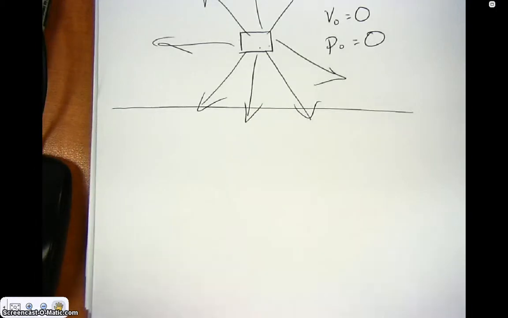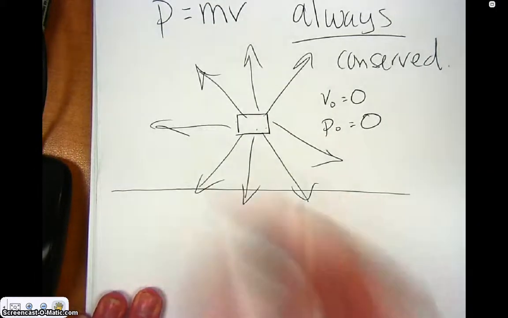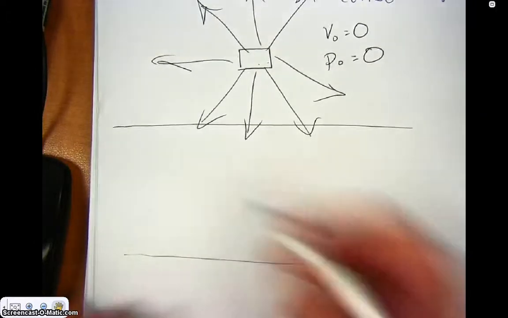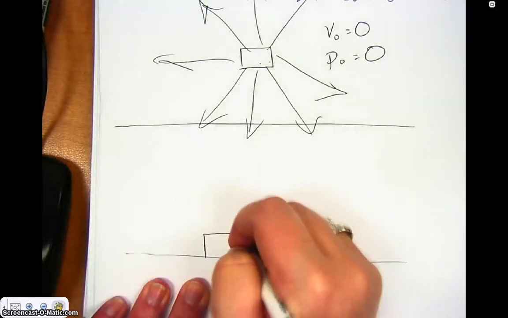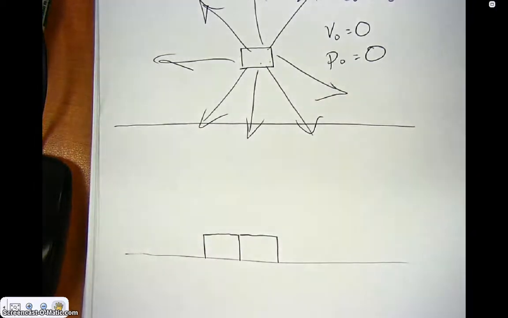So let's do an example of an explosion type problem. We're going to simplify it so we don't have to solve all the components. What we're going to be doing in the lab is taking two Pasco cars, sitting next to one another, and you're going to use the plunger to push them in opposite directions.